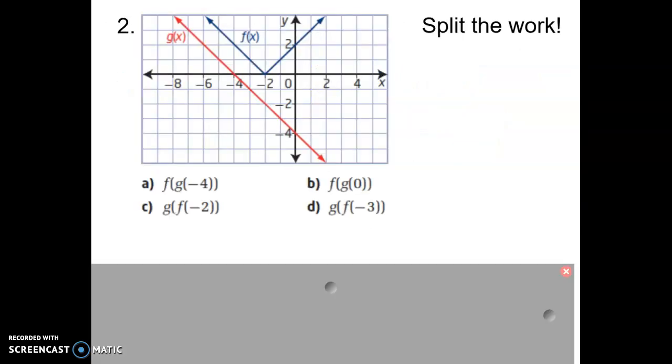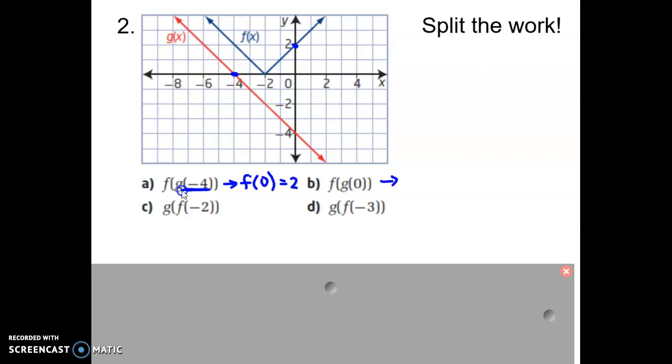If you're given a graph, here we have the graph of f of x, the absolute value function, and g of x, the red linear function. If I want f of g of negative 4, that means I'm finding my answer for g at negative 4. At negative 4 here, g is 0. So what this means is that I'm going to find f of 0, because I take my answer for one and plug it into the other one. So g at negative 4 equals 0. Now I'm going to find f at 0. At 0, f is 2. So my answer for that whole thing would be 2. Again, you're finding your answer for one and then plugging the answer into the next one. Let's try B.